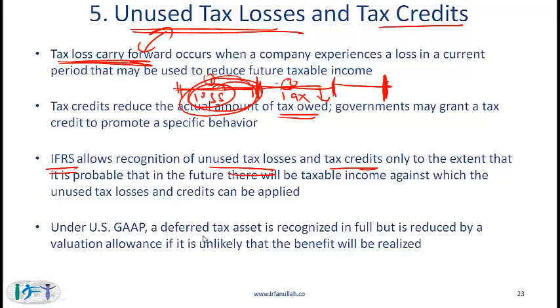Under US GAAP, a deferred tax asset is recognized in full, but is reduced by a valuation allowance if it is unlikely that the benefit will be realized. So essentially, because of tax loss carry forwards or tax credits, we can create a deferred tax asset, and if necessary, according to US GAAP, this amount can be reduced using a valuation allowance, and we will talk about this later.